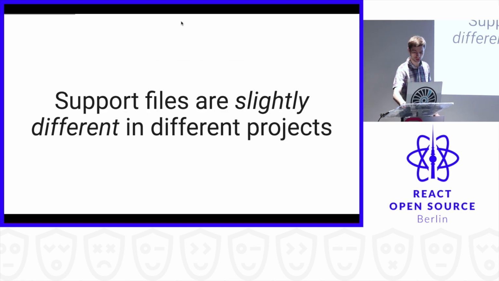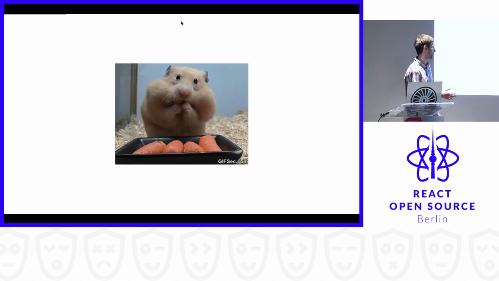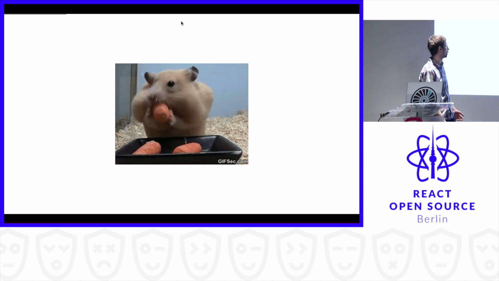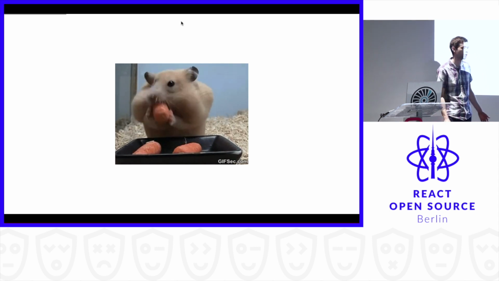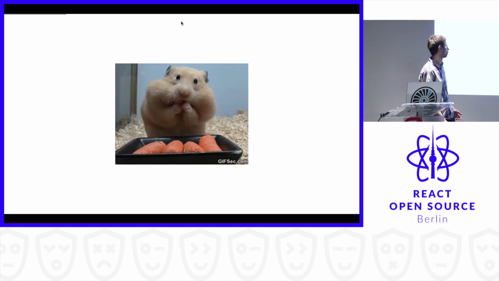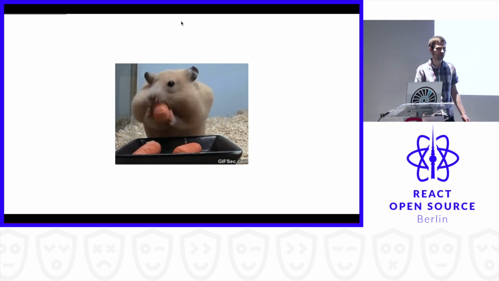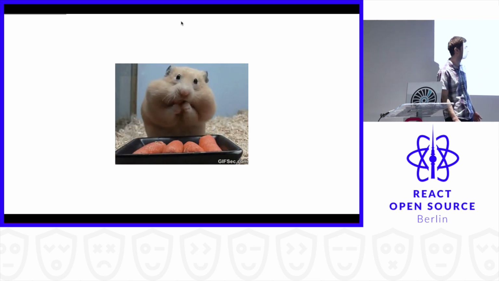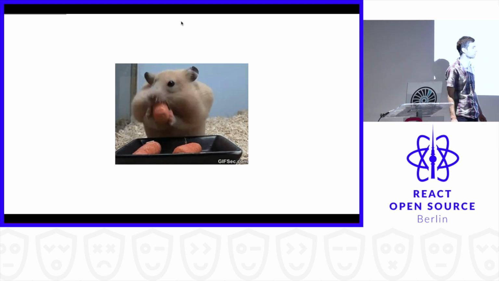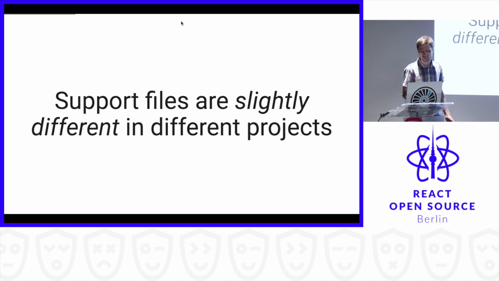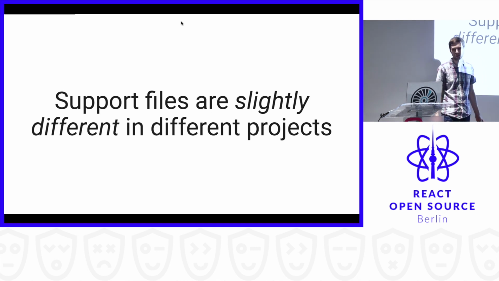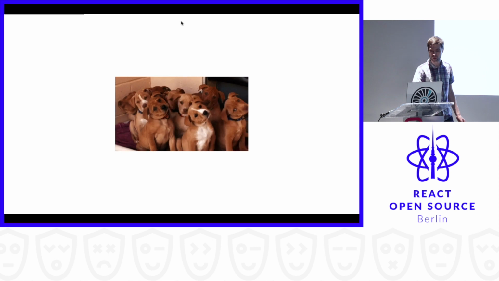For example, the gitignore file. It will contain things like node modules, editor artifacts, operating system artifacts, all the files you don't want your user to commit. And you want to have this the same in all your projects. But at the same time, you may have some per-project customization to this file. So most of the support files are very close to each other, but in some projects, you want to have some customizations. And this is the problem.